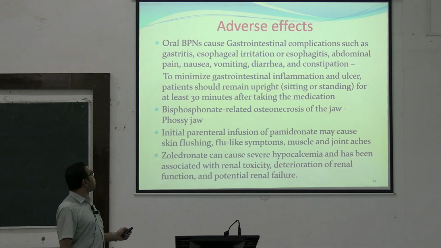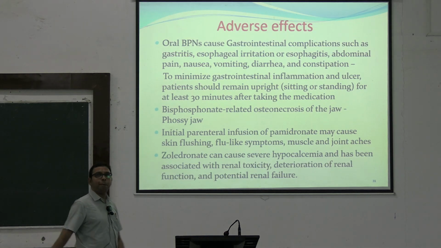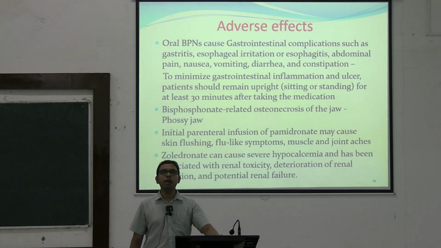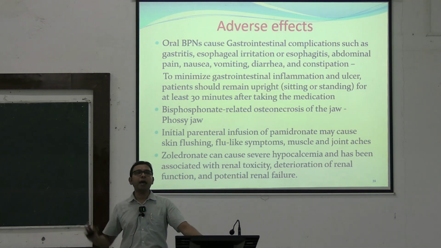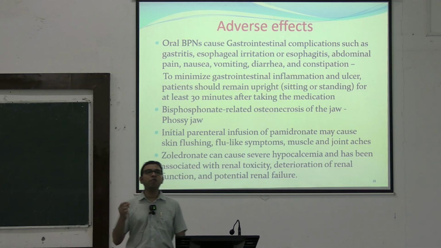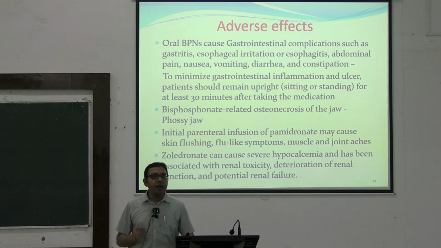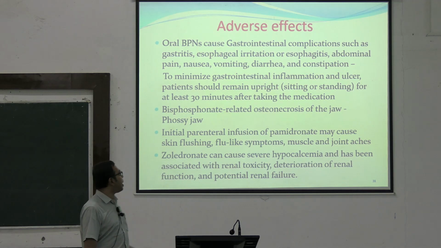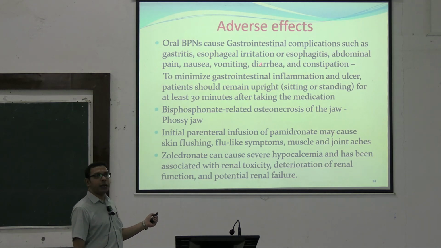Now coming to the adverse effects of the bisphosphonates. The main problem with oral bisphosphonates is that they cause different types of gastrointestinal symptoms. The most common are esophagitis, esophageal irritation and gastric ulceration. All these problems can happen. You can also see nausea, vomiting, diarrhea and constipation.